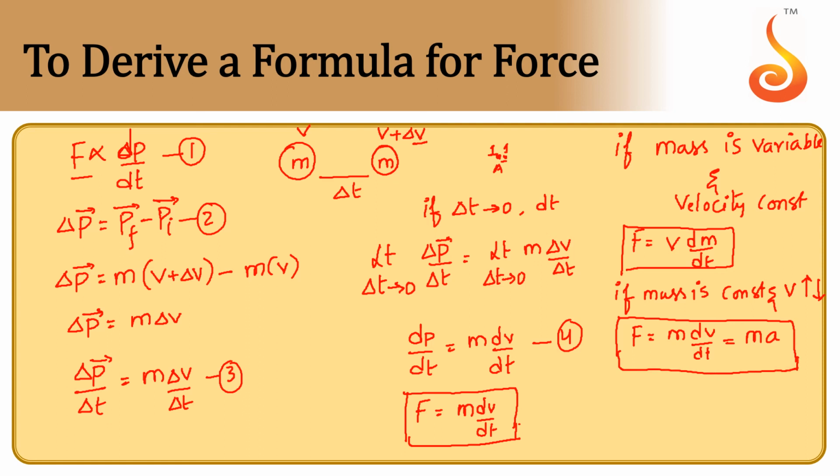If both are varying, if mass and velocity are varying, in that case how do we write? If there are two variables, according to calculus we know the u into v rule, the product rule. So how do we write? F is equal to m dv by dt plus v dm by dt. So this should be used if both mass and velocity are variable in any case.